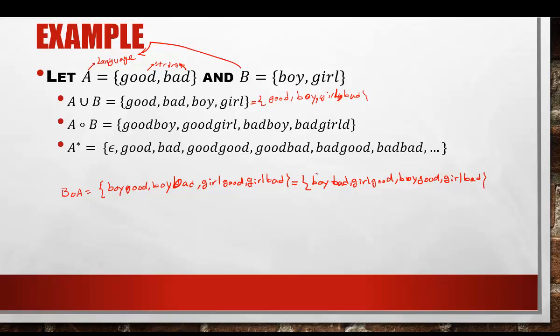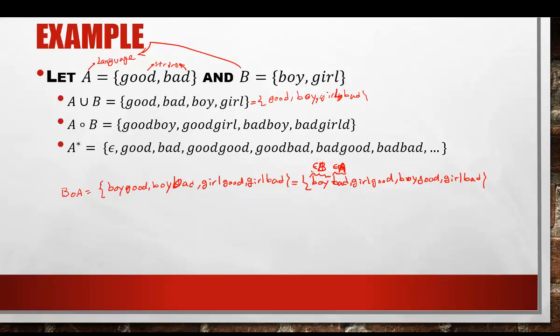As long as the first part of my string is from set A, and the second part of the string is from set B, I'm good. Actually, the other way around: set B and set A. So as long as the first part is from set B and the second part is from set A, the concatenation is good.